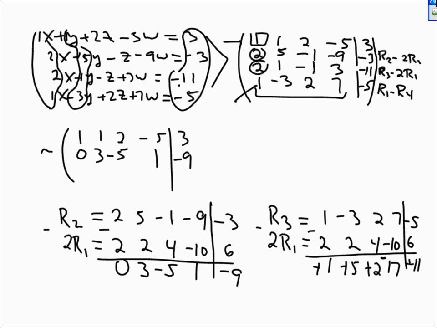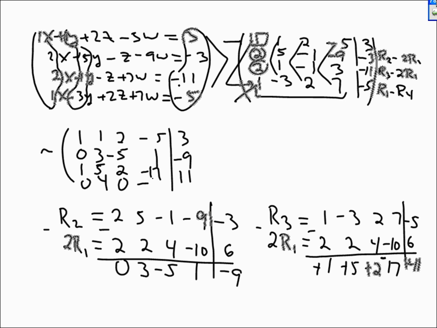Just something quick that we can do. 1, 5, 2, negative 17, and 11. Okay, but we have to do row 4. Maybe I can do that on the spot. 1 minus 1 is 0. 1 take away negative 3 is 4. 2 minus 2 is 0. Negative 5 minus 7 is negative 12. And 3 take away negative 5 is 8.